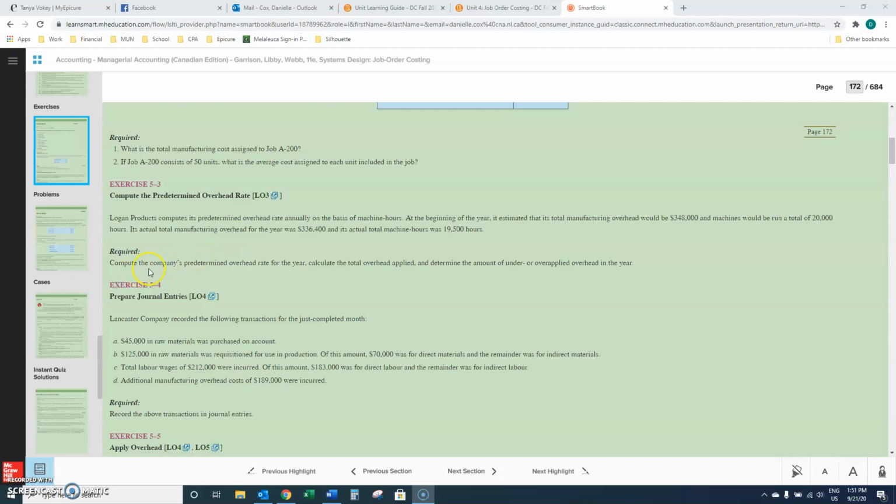So we are asked to compute the company's predetermined overhead rate for the year, calculate the total overhead that was actually applied during the year, and then to determine the amount of either over or under applied overhead in the year. So let's take a look at the solution.